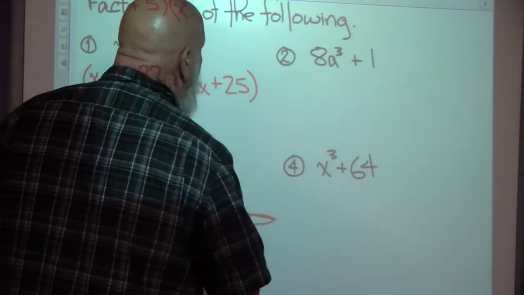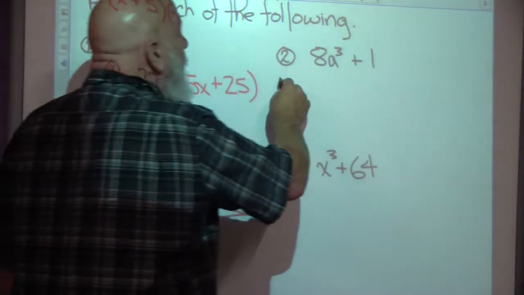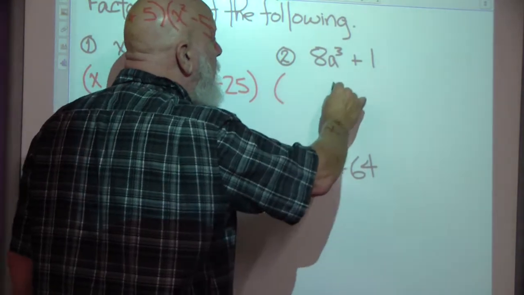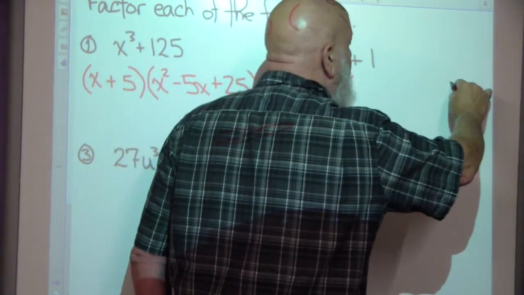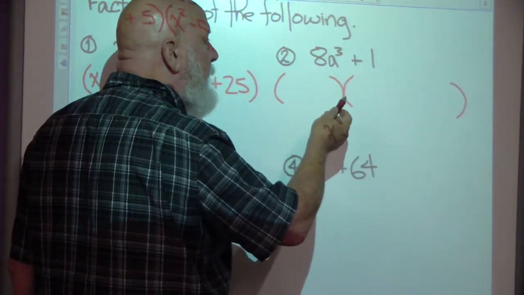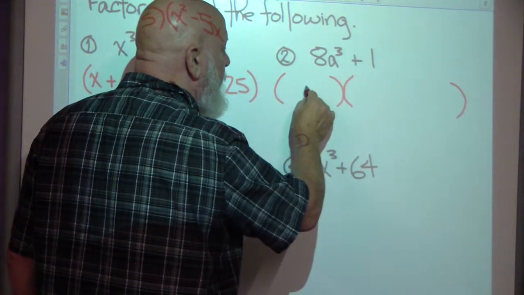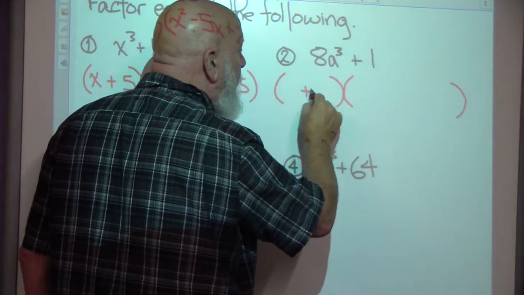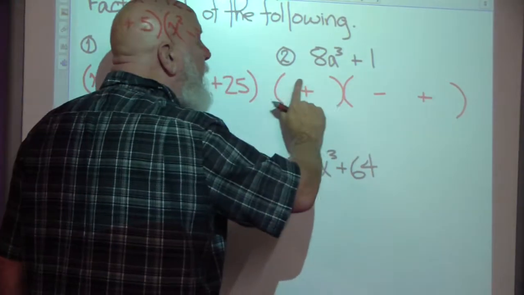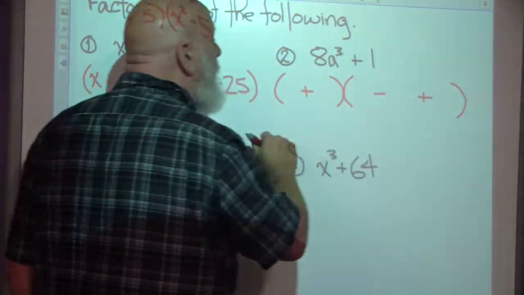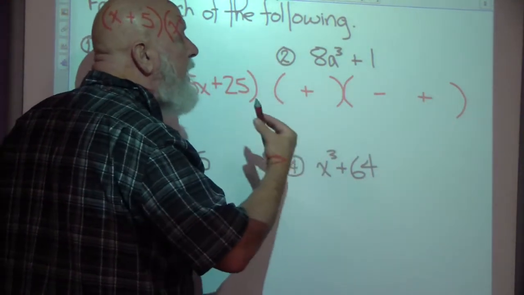So I'm going to use that same pattern I just did here. I'm going to open up a binomial size set of parentheses and a trinomial size set of parentheses. And I'm going to pre-place my plus and minus signs. If this is positive, I'm going to put a plus sign here, the next one's a negative, and the next one's a plus sign. Now I've got 5 places I need to fill in, and I'm just going to figure out what to put there using this pattern.